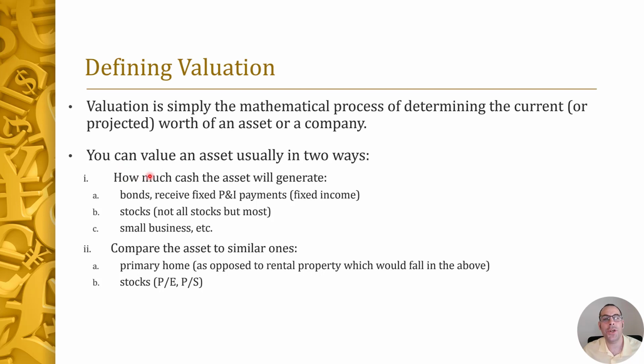The first valuation is predicting the cash an asset will generate. So an easy way to understand this is think of bonds. When you buy a bond, you'll also get a fixed schedule of the principal and interest payments. It's similar to a mortgage. When you get a mortgage, you have a fixed schedule. That's why sometimes bonds are referred to as fixed income.